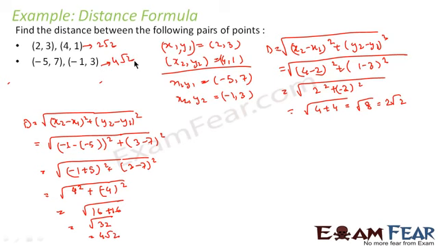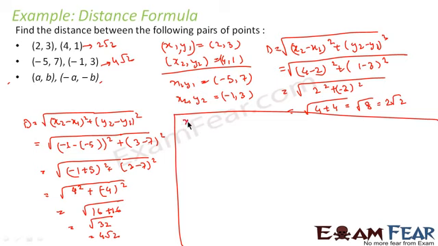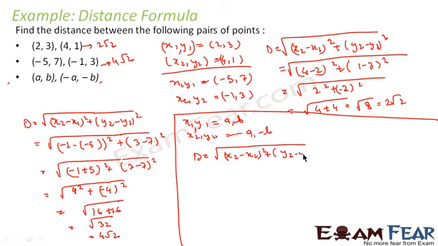Very simple. Just use the formula, square root of x2 minus x1 square plus y2 minus y1 square, and we have got the answer. Let's take one more example, the last one. Let's draw a space for this first. Here x1 y1 is a, b and x2 comma y2 is nothing but minus a, minus b. Let's find the distance. So distance is nothing but root over x2 minus x1 square plus y2 minus y1 square.